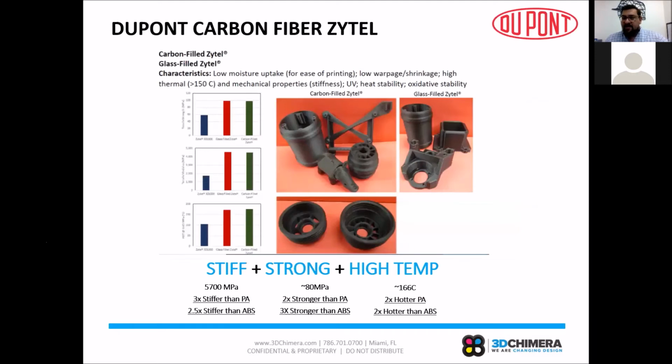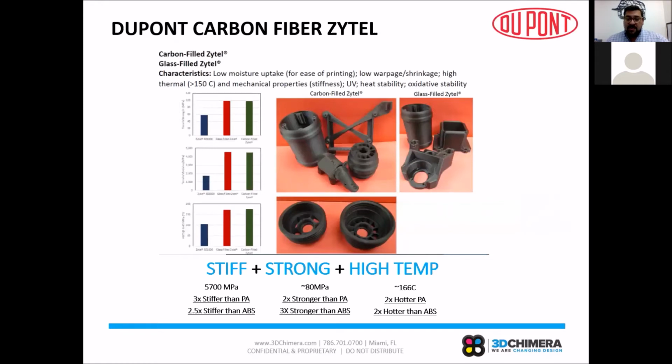It's about 2.5 times stiffer than an ABS plastic. As far as its ultimate strength, it's 2 times stronger than regular nylon or 3 times stronger than ABS plastic. And it's also great at high temperatures, right? This is stable up to about 166 degrees Celsius. The glass fiber versions, I think, are over 170 degrees Celsius. So in these scenarios, you're looking at about 2 times hotter environment than a regular nylon or an ABS.